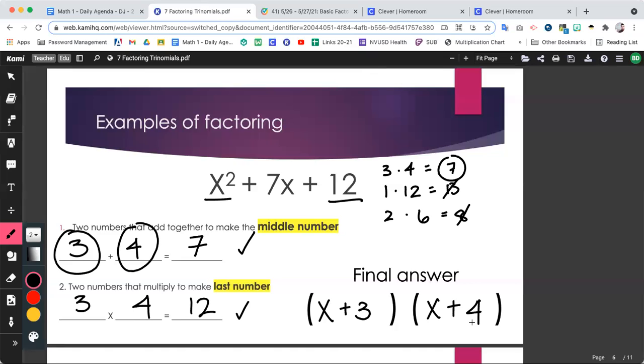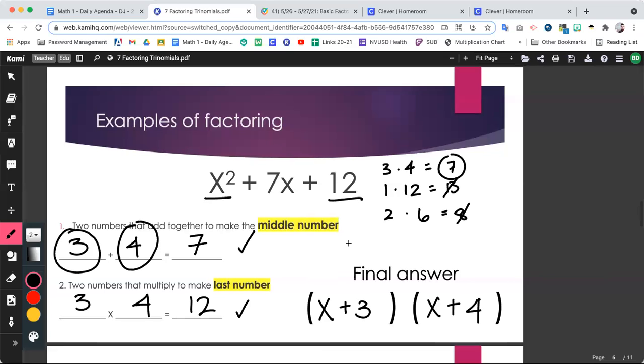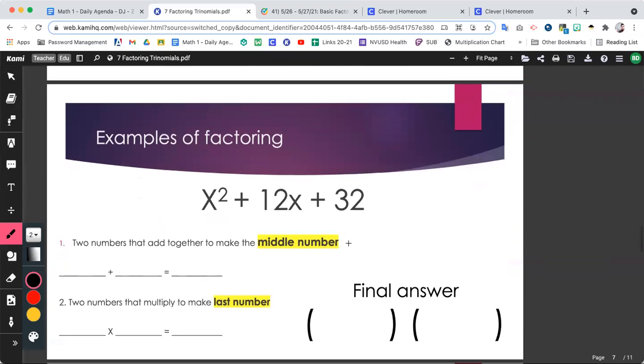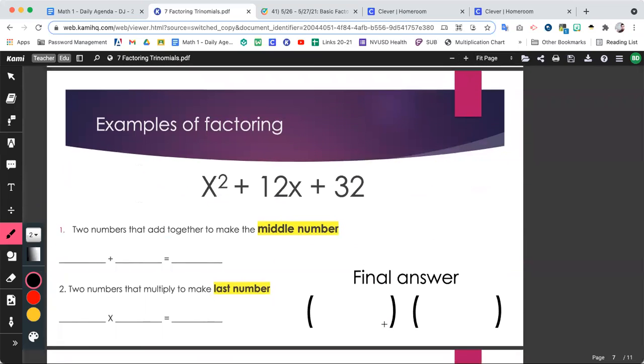So when you write your answers tonight for homework, you can write it either way and it will still be right either way. Okay. Now this is a really straightforward example because the 7 and the 12 are both positive. Okay, let's try another one where the numbers in the middle and the end are both positive. Okay, here's another pretty straightforward example.